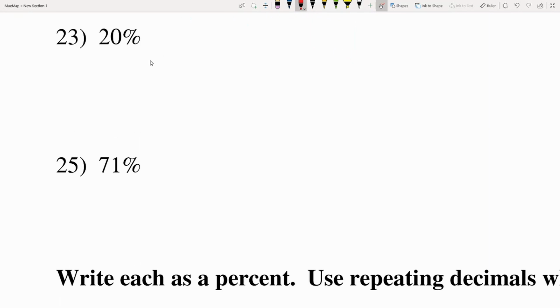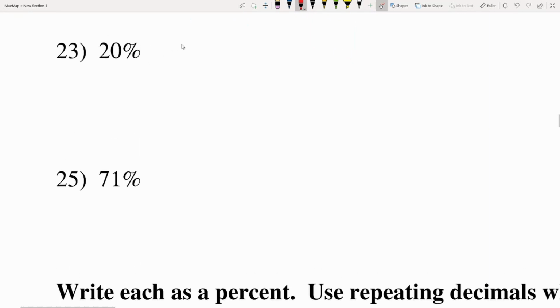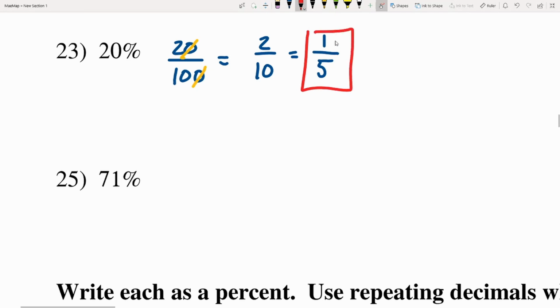In number 23, we have 20%. So that's 20 out of 100. And 20 out of 100, well, both are divisible by 10, so that becomes 2/10. And both of those are divisible by 2. So 2 goes into 2 once, and 2 goes into 10 5 times. So 20% is equivalent to 1/5.